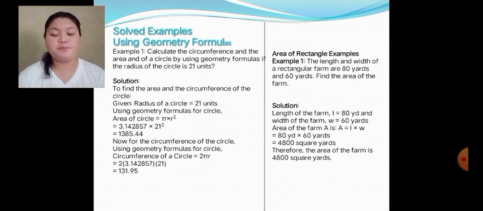Now for the circumference of the circle, the geometric formula for a circle is 2 pi r. So 2 times 3.14, which is the pi, times 21, which is the radius, equals 131.95.